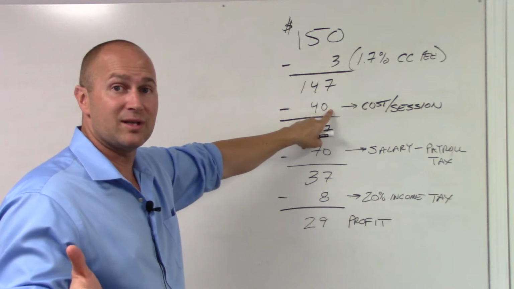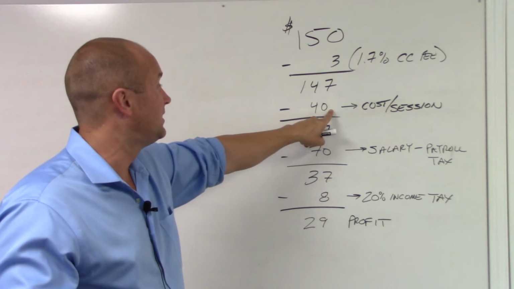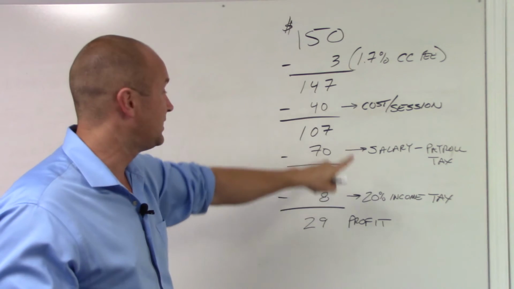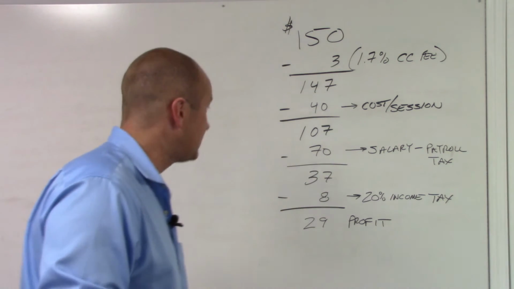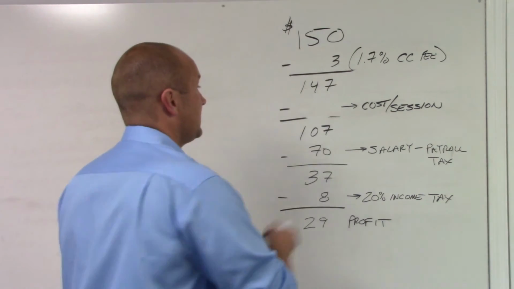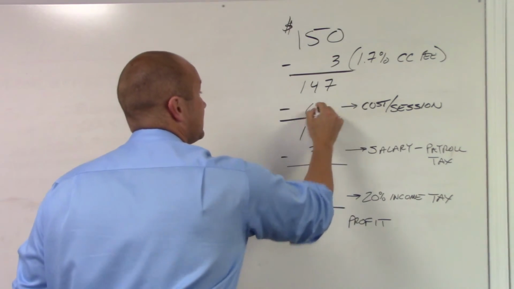This is what I promote a lot. You have to keep your expenses down, otherwise this number is going to skyrocket and you'll be able to pay yourself less. So say you have a lot of overhead and this ends up being $60 a visit.